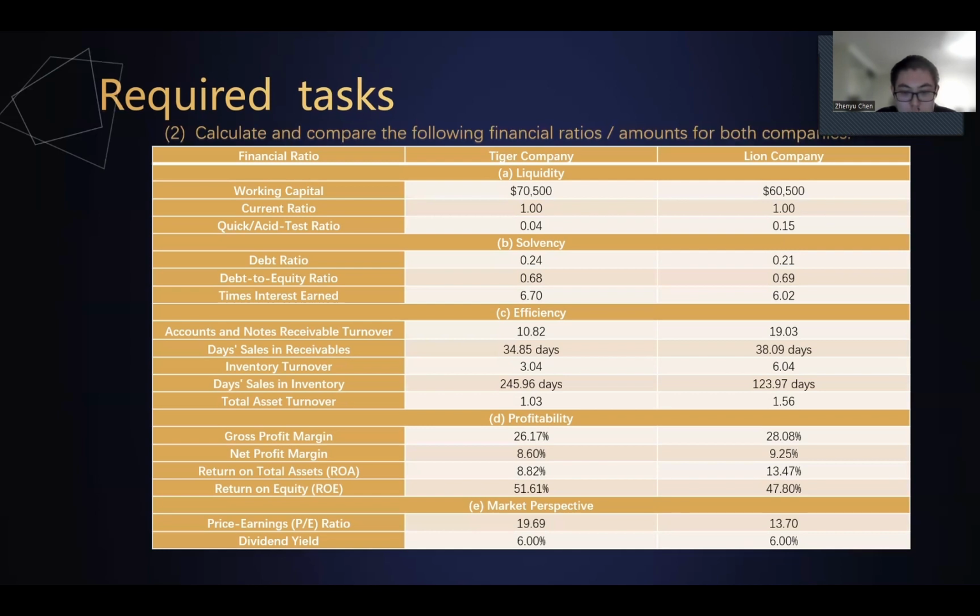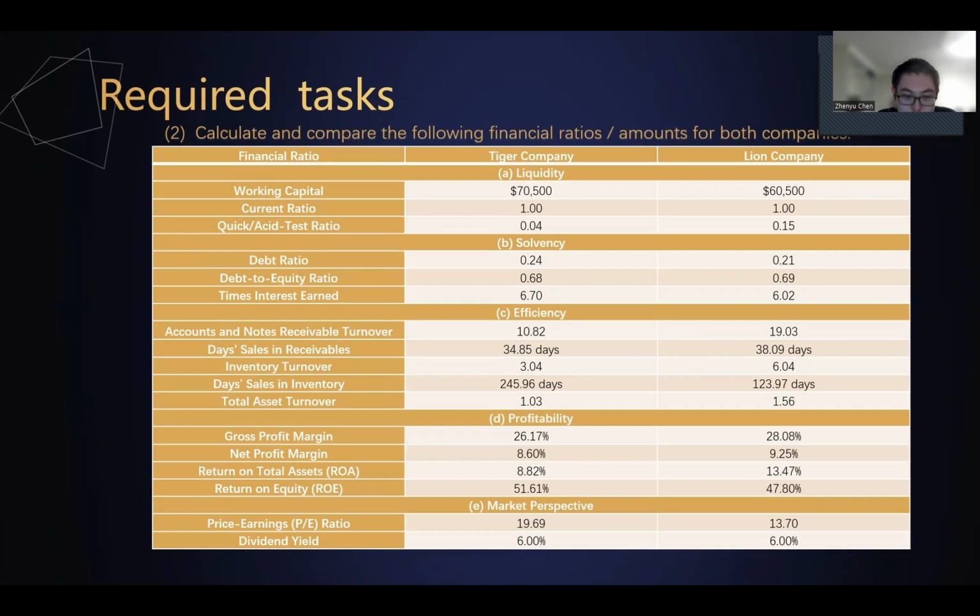Lion's PE ratio of 13.9 is lower than Tiger's 90.69, meaning that Lion stock may be undervalued and that investors may be more likely to expect a future increase in Lion stock price relative to Tiger's. Both companies have the same dividend yield of 6%, suggesting a similar return on investment through dividends.